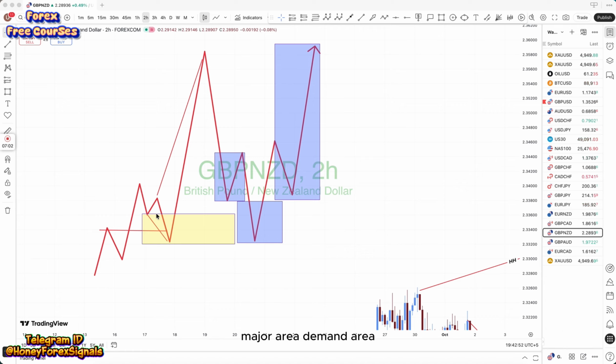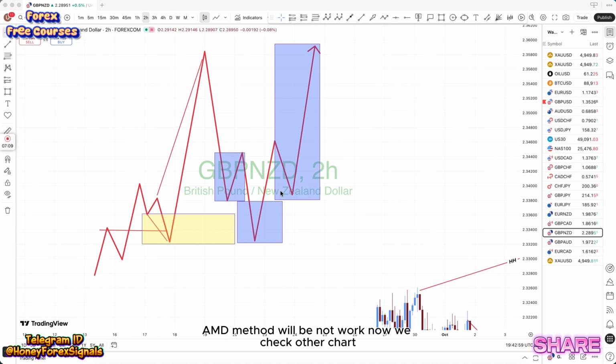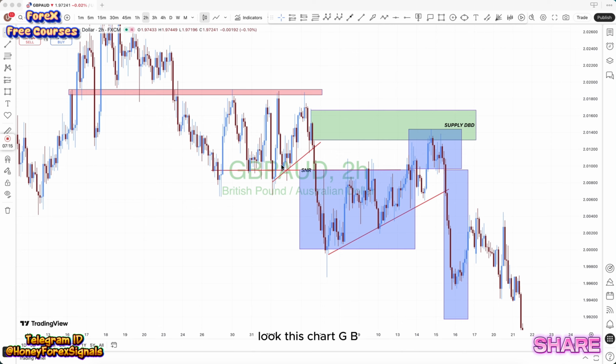Major area, demand area, SNR area, SND area, QM area. Otherwise, the AMD method will not work. Now we check another chart. Look at this chart, GB, PA, DHR.